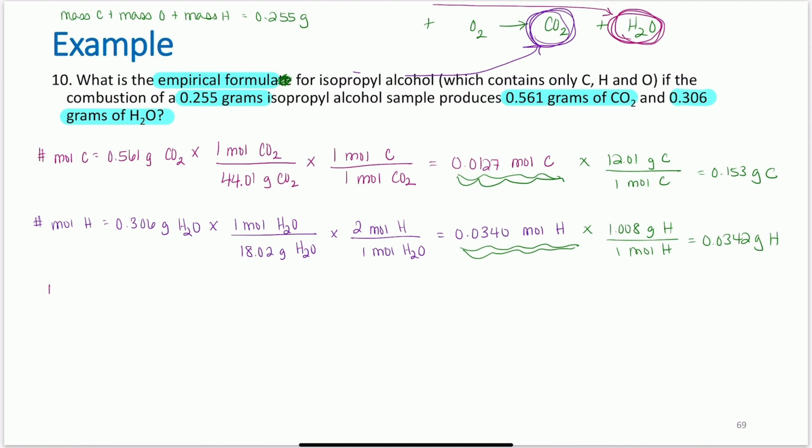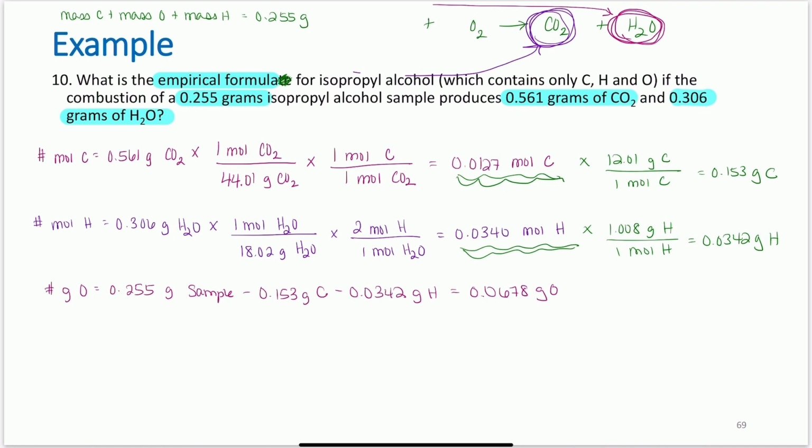So for the number of grams of oxygen, I have a 0.255 gram sample. I subtract out the amount from carbon, 0.153 grams, and the amount from hydrogen, 0.0342 grams of hydrogen, and I get the mass of just oxygen. I find that it's 0.0678 grams of just oxygen.